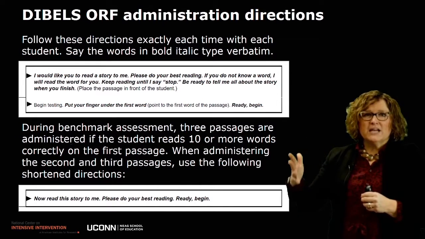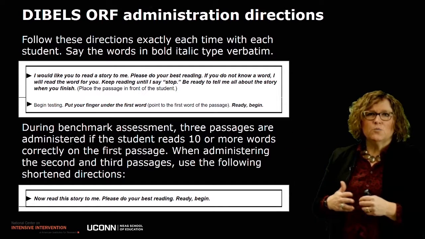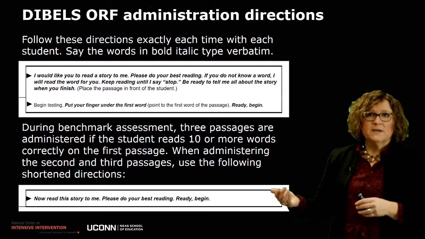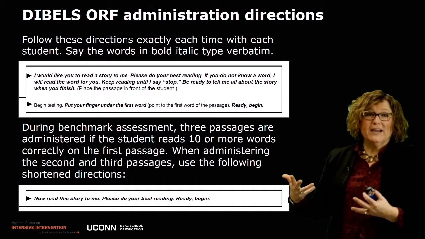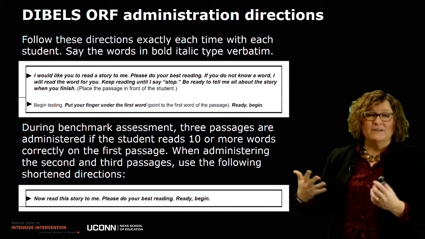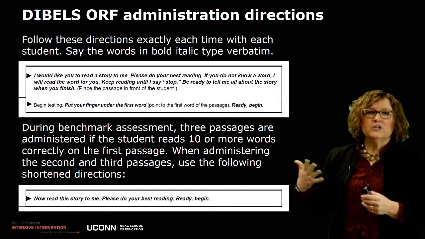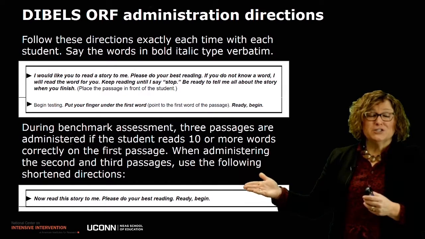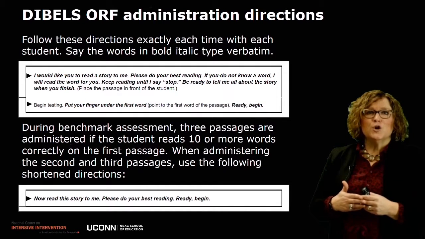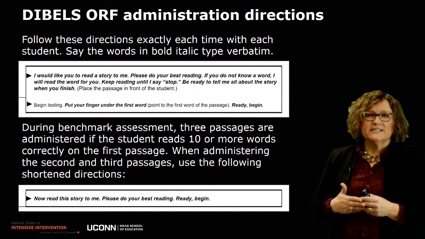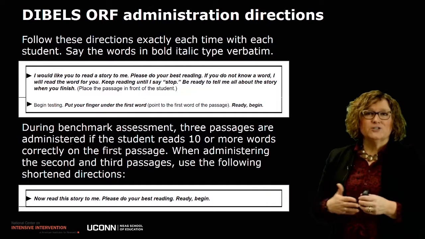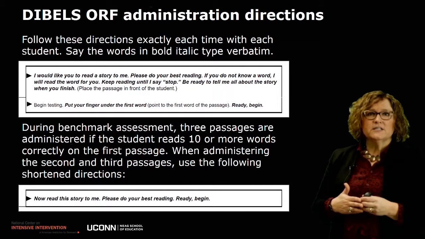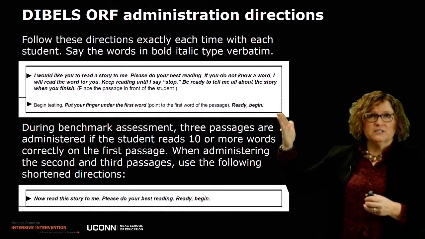During the initial benchmark or baseline data collection, we actually give 3 passages to the student. And we're looking for if students read 10 or more words. Remember, we're trying to pick that passage that's at the right level for the student. When you're giving those next 2 passages for benchmark or baseline data, you don't need to use the full directions. Instead, you could say, now read this story to me. Please do your best reading. Ready, begin. But each week when you give a progress monitoring measure to a student, you need to continue to use these directions as they're scripted.